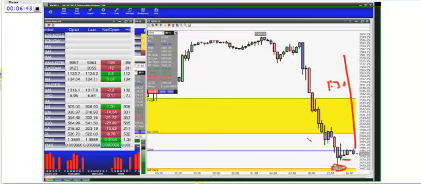You understand what I'm saying. $300 is 15 points. $600 is 30 points, and 45 points is $900 on the NASDAQ. It's that simple. See, I think people overcomplicate trading.